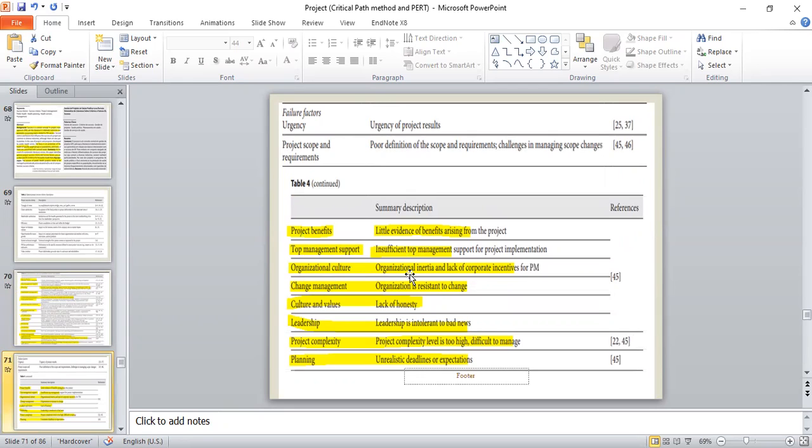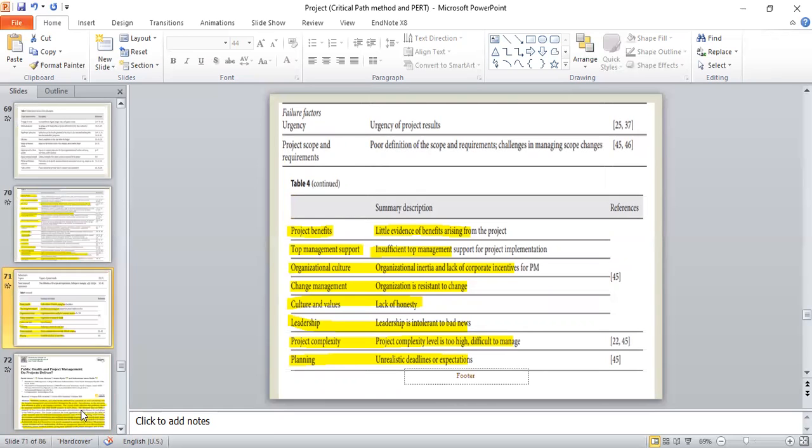organizational culture, including organizational inertia and lack of cooperative incentive, change management, organizational resistance to change, culture and values, a lack of honesty, leadership that is intolerant to bad news, project complexity that leads to high difficulty to manage, and planning, where there are unrealistic deadlines or expectations. These are some of the factors identified, and failure leads to poor project management.